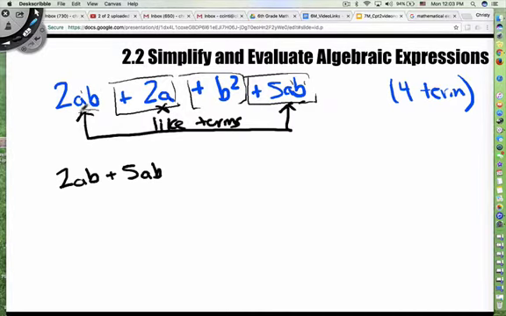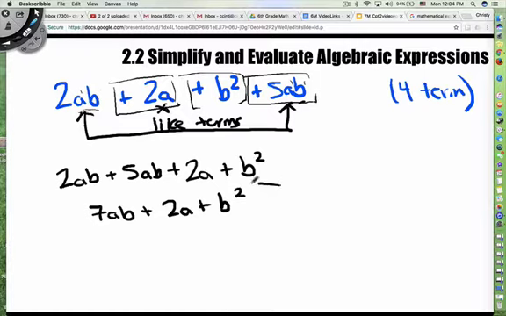Okay, so it's a positive 2ab plus a positive 5ab plus a positive 2a plus a positive b squared. It's all positive, so we bring the positive 2a here, the b squared here, and then we can combine these. So 2 apples and bananas plus 5 apples and bananas gives us 7ab plus 2a plus b squared. And that's how we would simplify the problem.